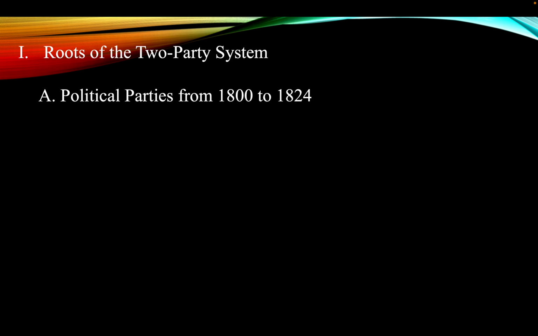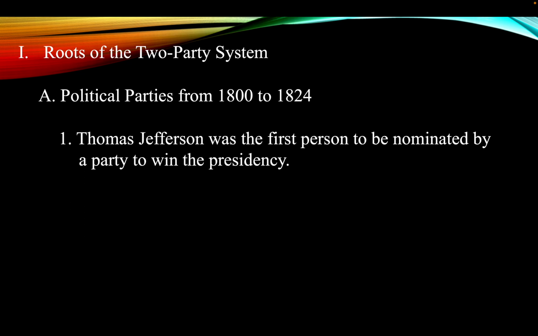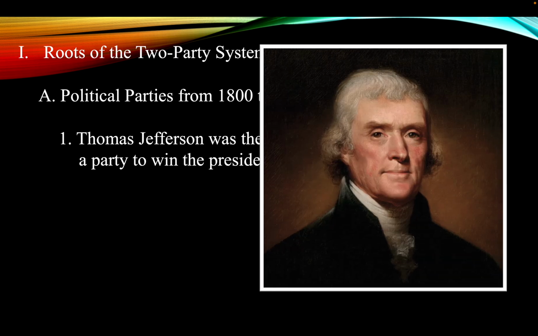So you go to 1800, and that's going to be the first real election for the U.S. involving parties, and the first party system will last until about 1824. Thomas Jefferson is the first person to be nominated by a party for the presidency, and he will win. And there's TJ.